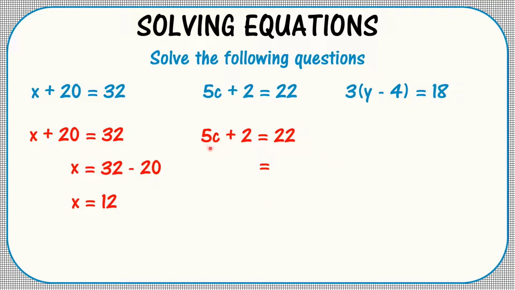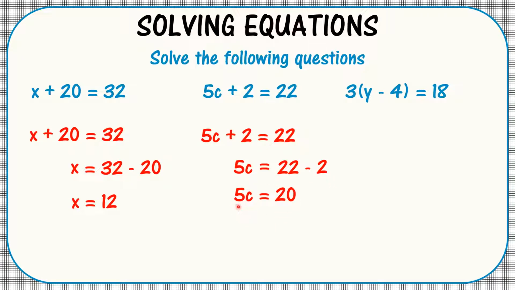Nothing has happened to this 5c, so we'll just bring the 5c down. Nothing has happened to the 22, so we can just bring the 22 down. The only thing that has changed is this plus 2 on the other side becomes minus 2. You will solve this, so 5c is equal to 20.